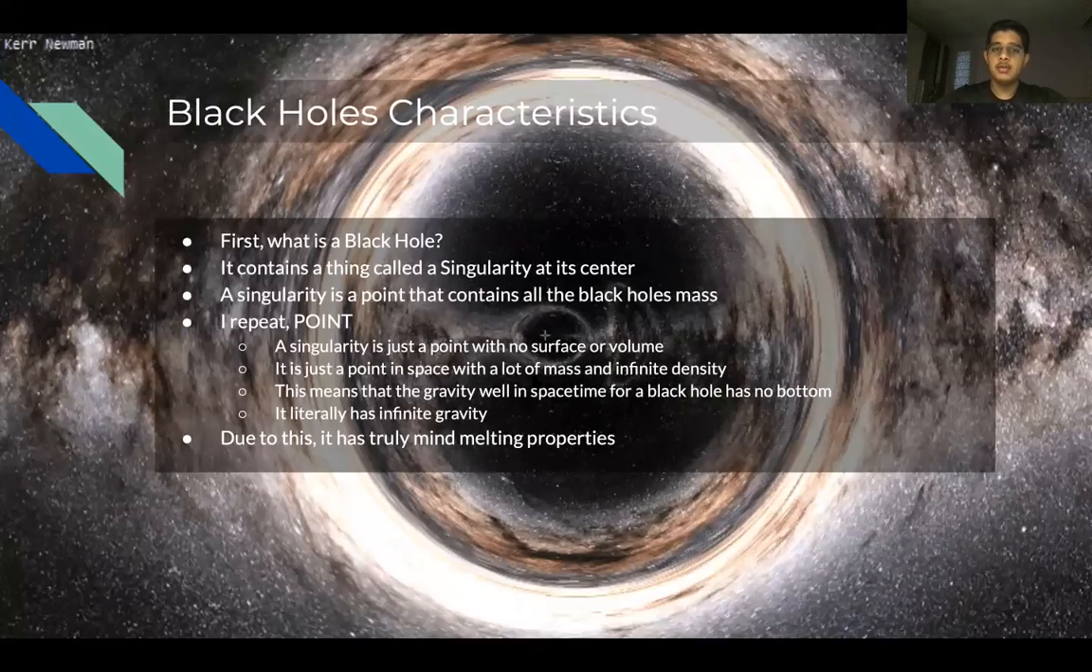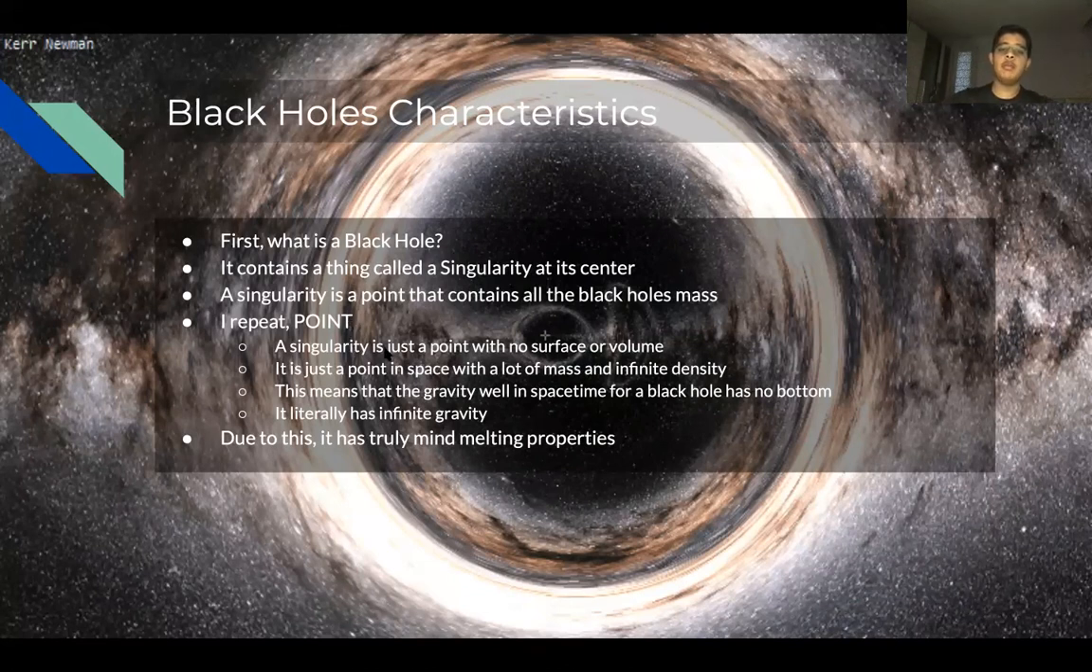Now then, we can finally talk about the characteristics of a black hole. What is it? It contains something called a singularity at its center. I need everyone to look at the screen now. This is probably the most important point in the presentation. Now, what is a singularity? It is a point that contains all the black hole's mass. And I repeat, point. I am not joking.